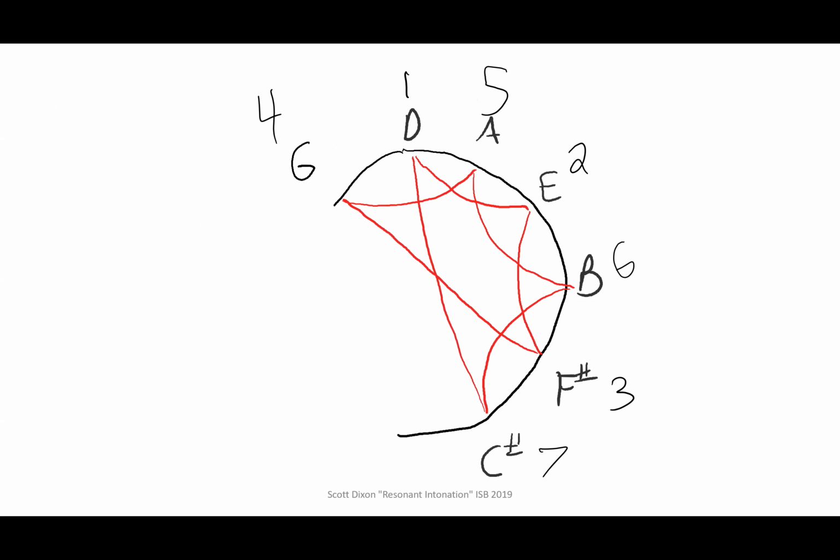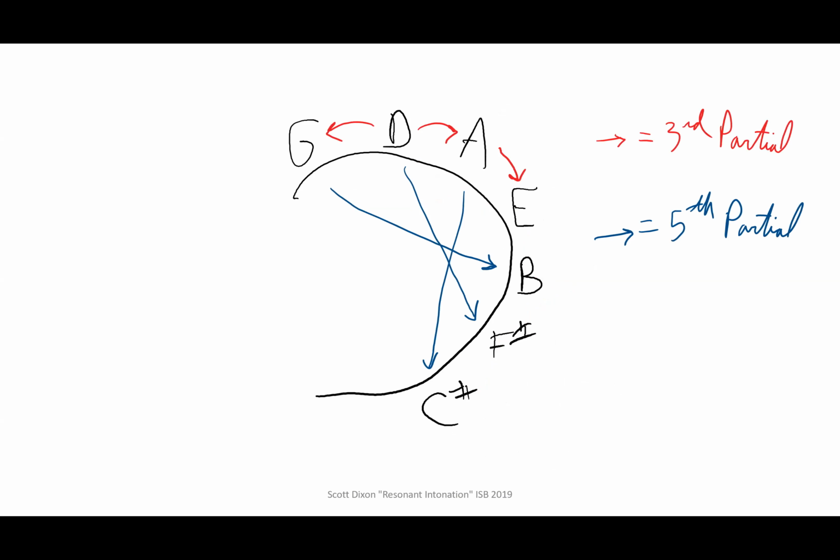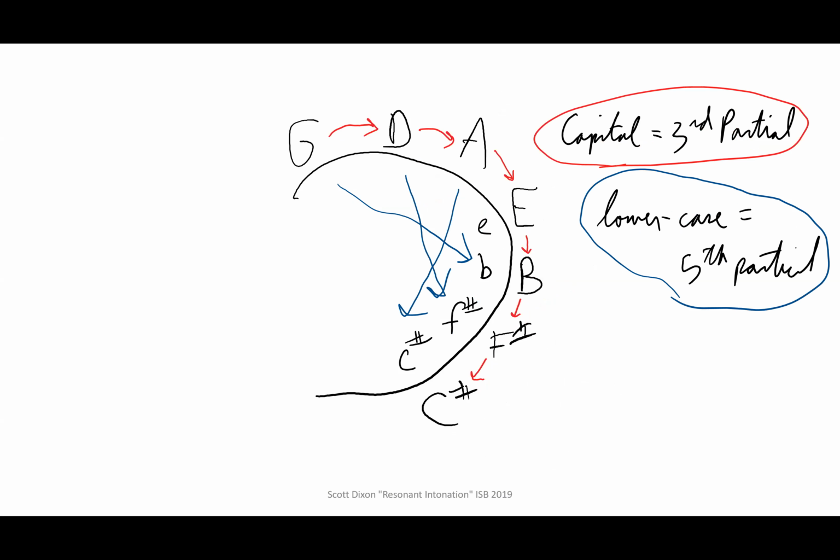But that doesn't account for harmonic overtone derivation. This does. These red arrows are 3rd partial overtones of the starting pitch, and these blue arrows are 5th partial overtones of the starting pitch. Makes sense, your F sharp harmonic, your B harmonic. So I'm going to give the 3rd partial relationships capital letters, and the 5th partial relationships lowercase letters. It's confusing because the 3rd partial is the 5th of the chord, and the 5th partial is the 3rd of the chord, so I mixed that up.